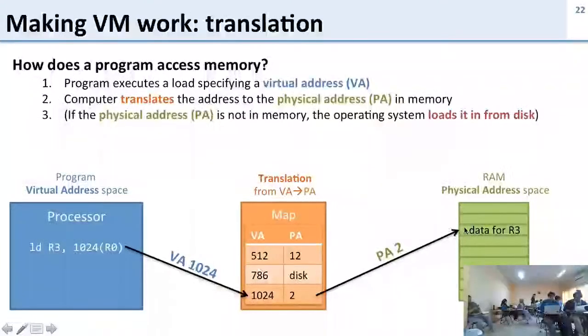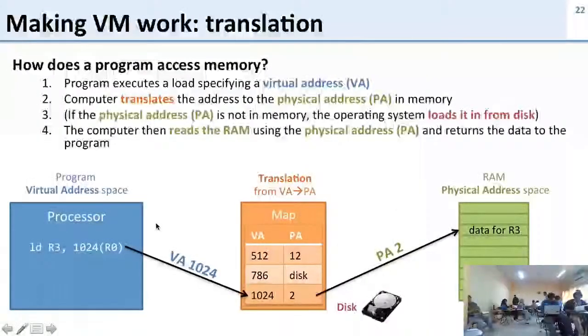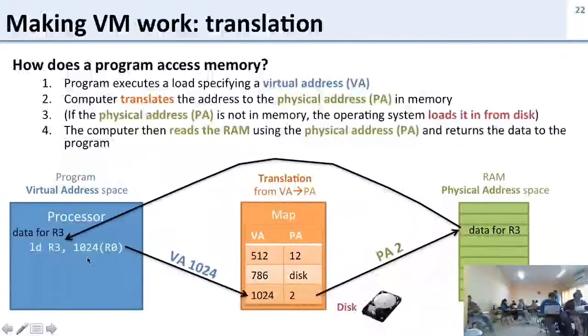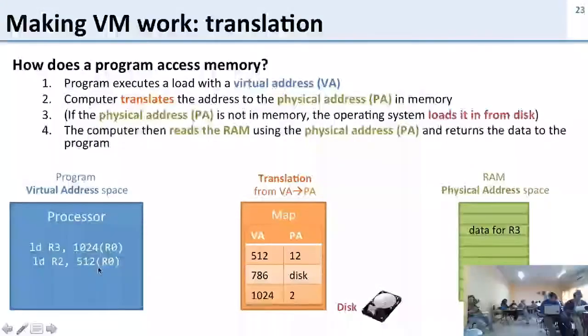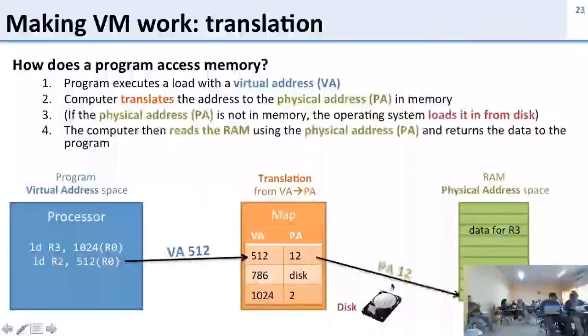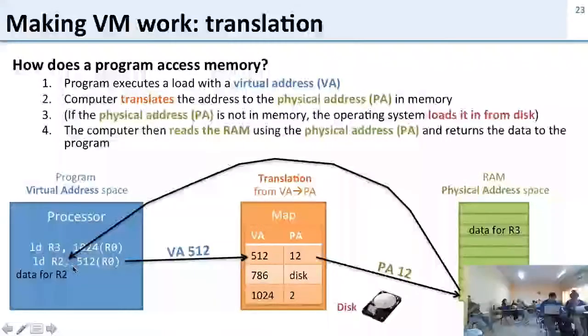Now, if the data is not in memory, it goes and loads it from disk. In this case, it is in memory, so we take this data and return it. We took virtual address 1024, translated it to physical address 2, and now we send this back so we get the data. Now we do another instruction. This instruction is going to load virtual address 512. So we go over to our translation and ask it where 512 goes. It says it goes to physical address 12. So we go down to physical address 12, get our data, and send it back.